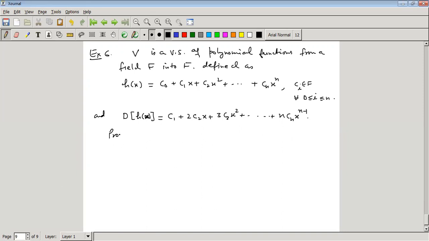Prove that d from V to V is a linear operator. So we have to prove this.